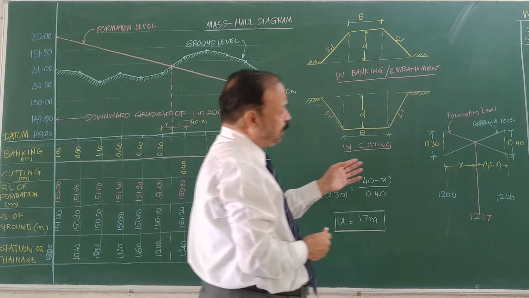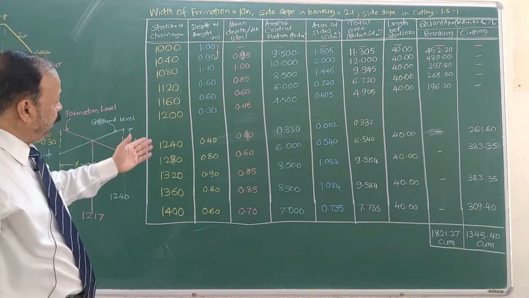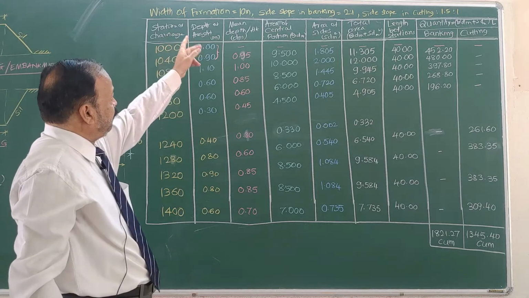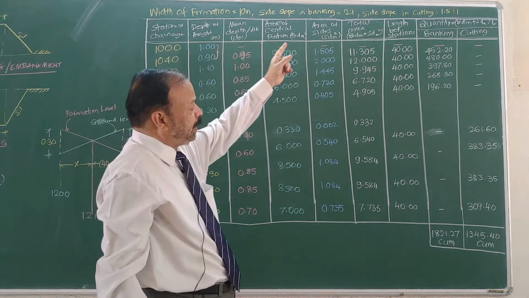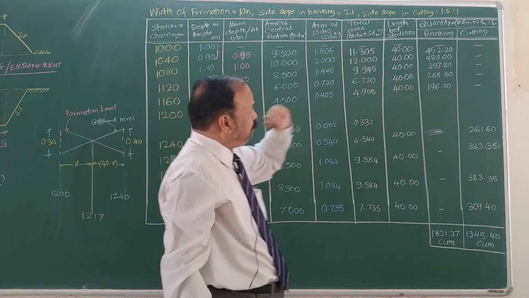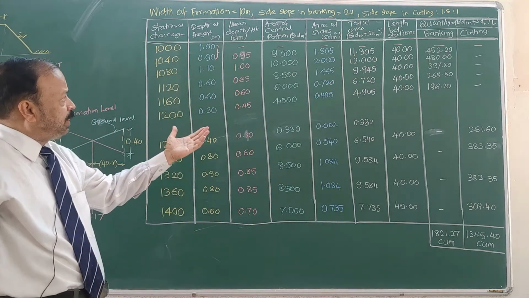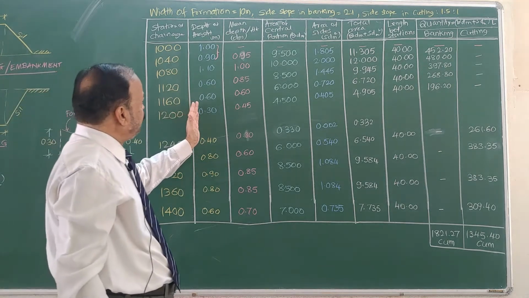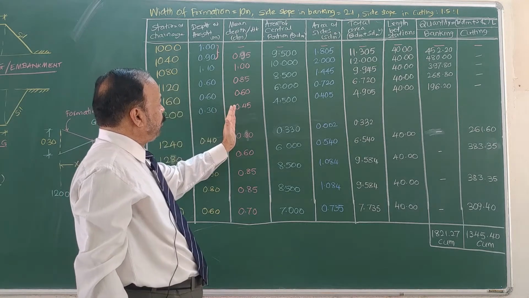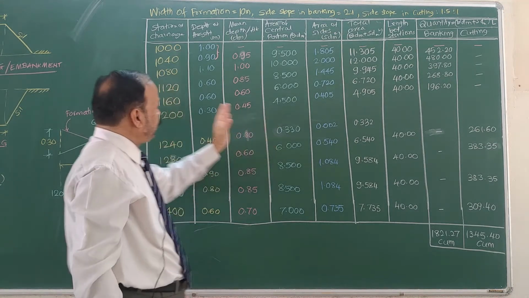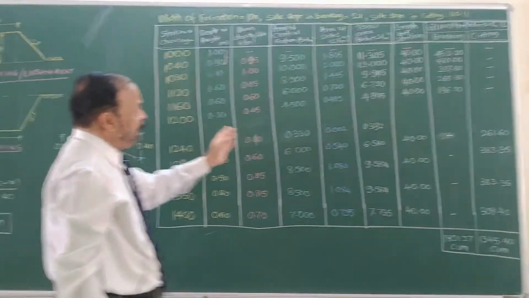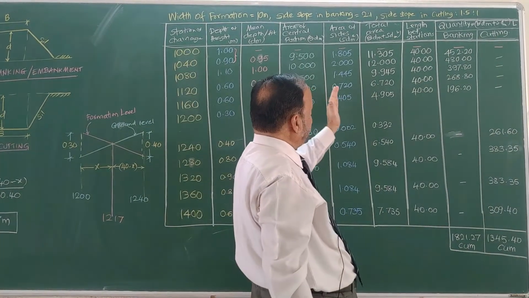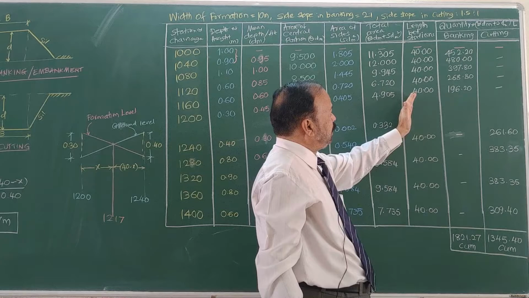So then we have to list out the table. We will calculate the quantity by drawing a table. At the top of the table you can write width of the formation is 10 meters, side slope in banking is 2:1, side slope in cutting is 1.5:1. So we will solve the problem by mid section area method. First column will be station or chainage, second column is depth or height in meters, then mean depth or mean height in meters, then area of the central portion, that is BDM, then area of the sides, that is SDM square, then total area will be BDM plus SDM square, then length between the stations is 40 meters.